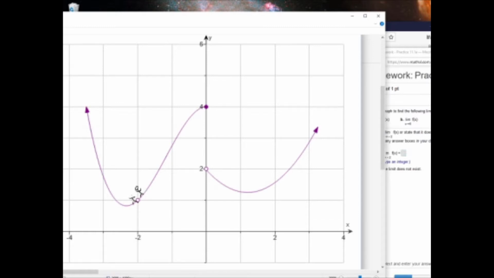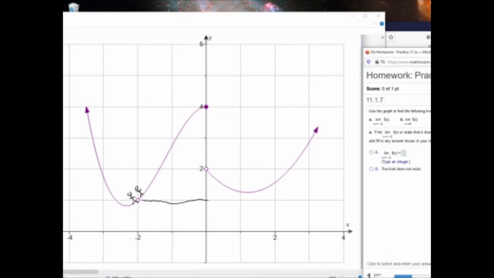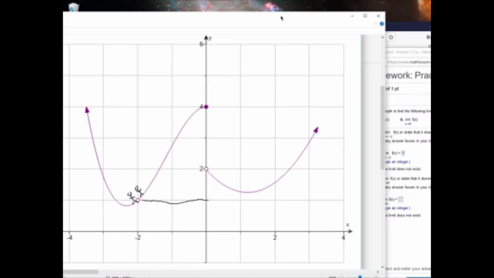So if they would walk towards each other, they'd meet right here, and where they'd meet would be the output right here, which is the limit of the function. So we would say here then, the limit for -2 is going to be 1. So let's check out this next one.